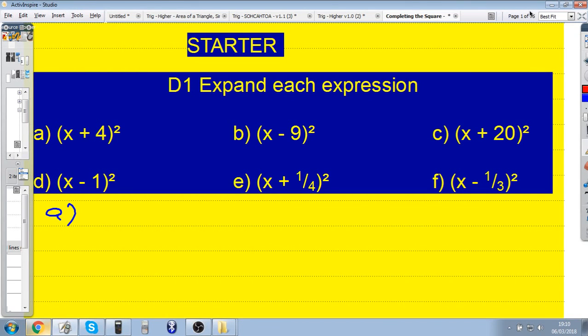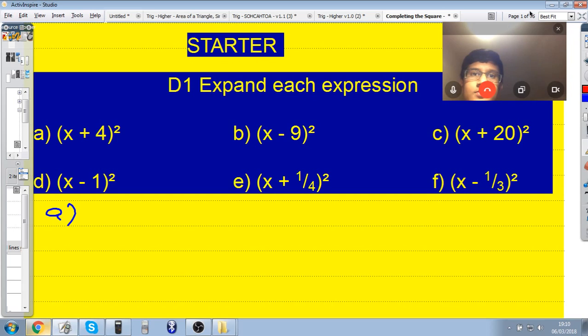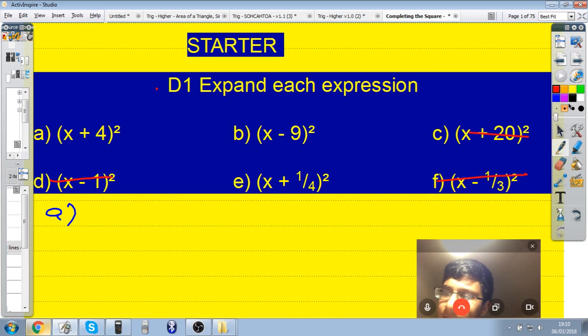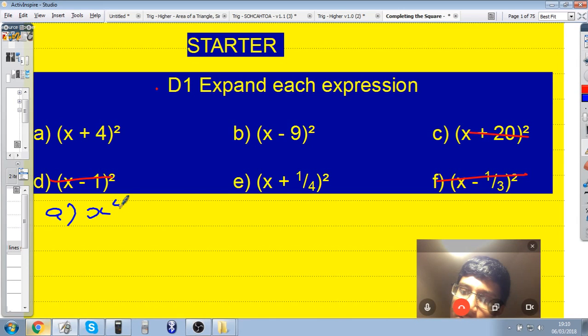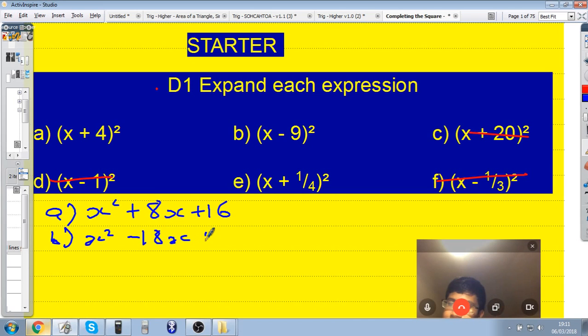That's good. Okay, so what would you get if you expanded the first one, part A? So x plus 4 squared equals x squared plus 8x plus 16. And how about B? X minus 9 squared. That would be x squared minus 18x plus 81. And okay, I think it'd be fine for that.